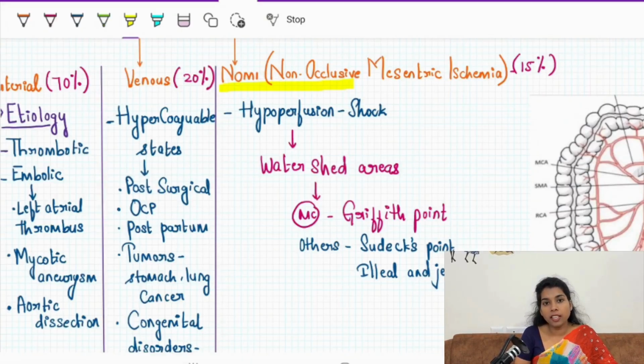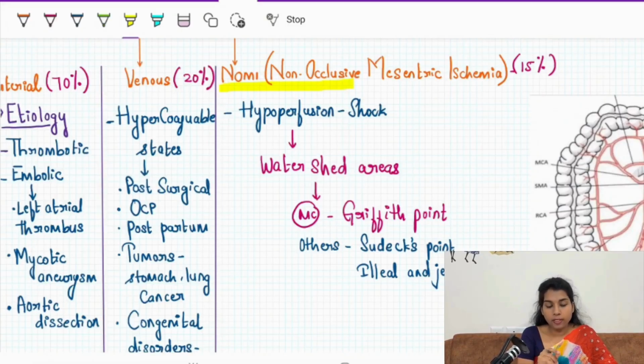Any patient in shock, it could be septic shock, it could be a vasovagal attack, any form of shock, in these conditions, based on physiology, all the blood is transferred to the brain and the heart, right? So there is decreased blood flow to the bowel. Because of this decreased blood flow, you see non-occlusive mesenteric ischemia. We'll look at the pathogenesis in detail in the next few minutes, right?